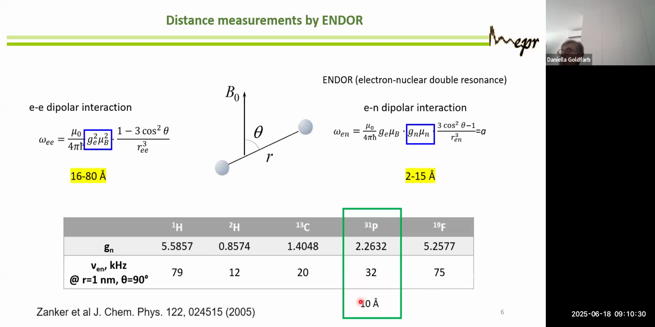So actually, for distance measurement, phosphorus was already used, and this is a paper from 2005. It was a collaboration of myself and Gunnar Jeschke. And in this case, we could measure up to 10 angstroms. So of course, if you go to fluorine, you will extend this range.